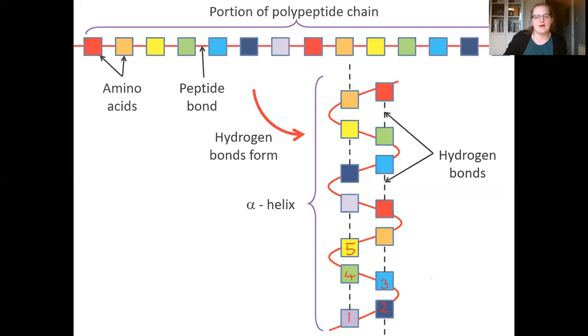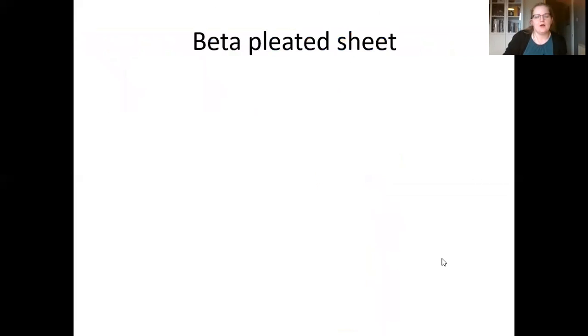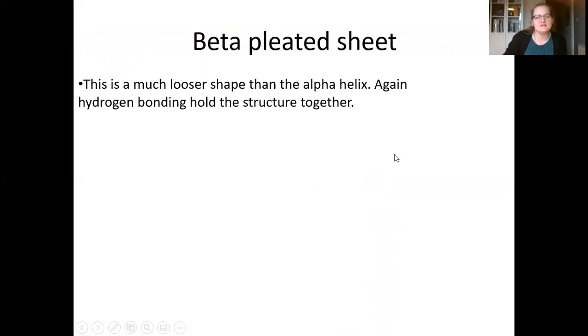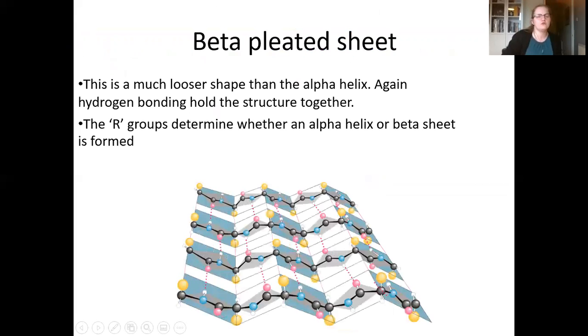We also get our beta pleated sheets. Beta pleated sheets are a much looser shape than alpha helix. The alpha helix is this very defined coil shape. Beta pleated sheets are a bit different. So it's working on hydrogen bonds again, but this time, if you have a look, they're lying flatter, and basically we've got a polypeptide chain that then forms the hydrogen bonding across.